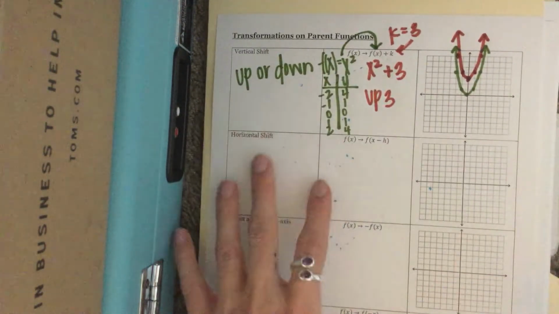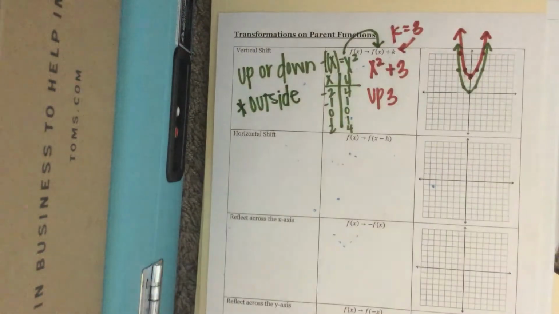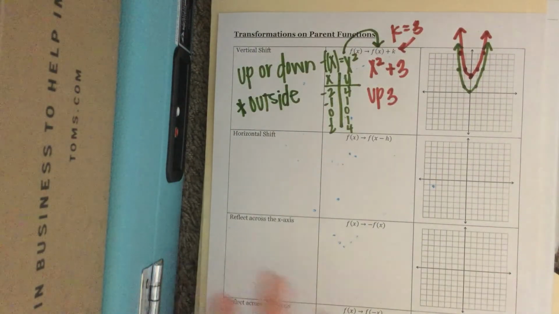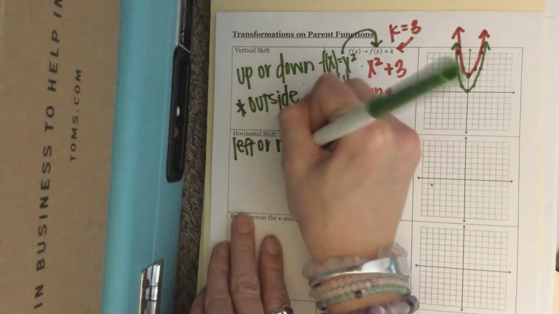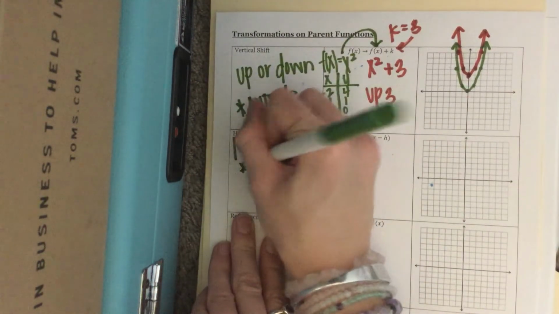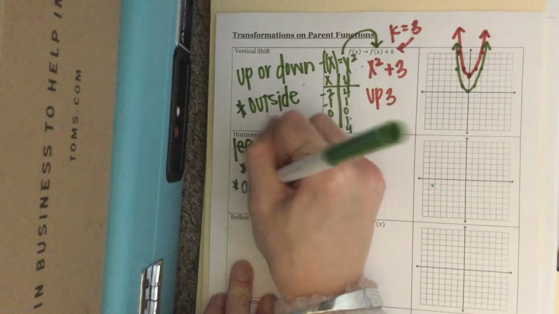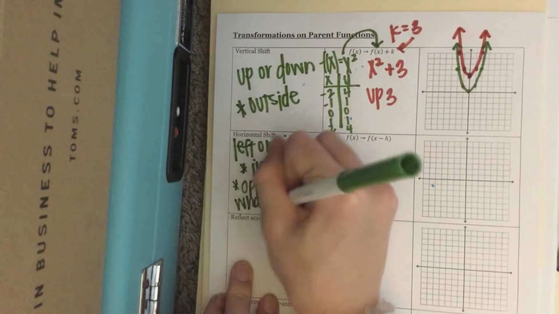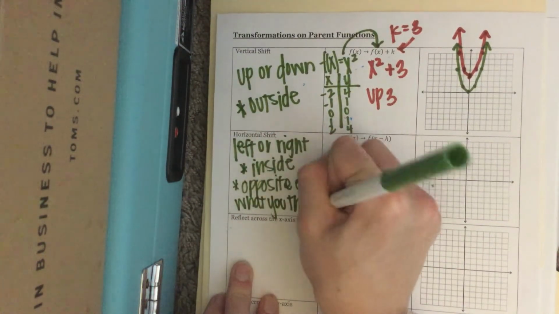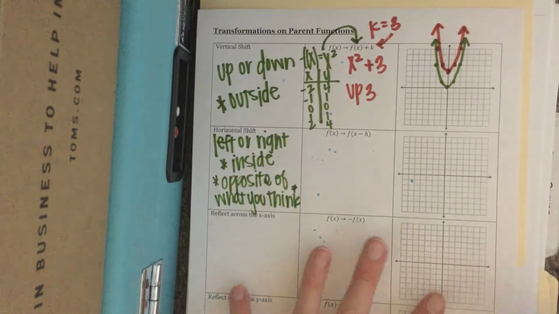Now for the horizontal shift, so vertical shift is on, I want you to write outside right here. Outside. Horizontal shift is left or right. It's on the inside. And it's always opposite of what you think. And let's just use the same graph. Let's use x squared.